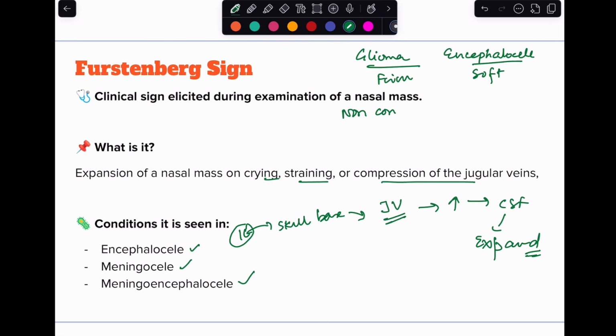Glioma is actually non-compressible, whereas encephalocele is compressible. Glioma will have a negative Furstenberg sign, whereas encephalocele will have a positive Furstenberg sign. Glioma will not transilluminate, whereas encephalocele will transilluminate. So these are the four differences that you can use clinically to differentiate between two congenital midline nasal masses, which are glioma and encephalocele.